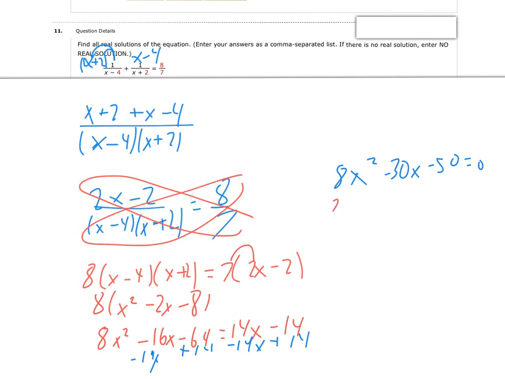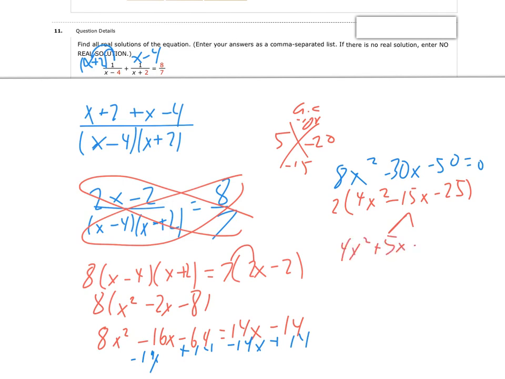I'll go ahead and GCF a 2 here, which gives me 4x squared minus 15x minus 25. And now I'll go ahead and do a diamond here. So remember we have the a value here, so we're going to have to multiply those together. So it's a times c is negative 100, and that's negative 15. So that sounds like a 20 and a 5 with a negative 20. So I have to split that up. So I get 4x squared plus 5x minus 20x minus 25.